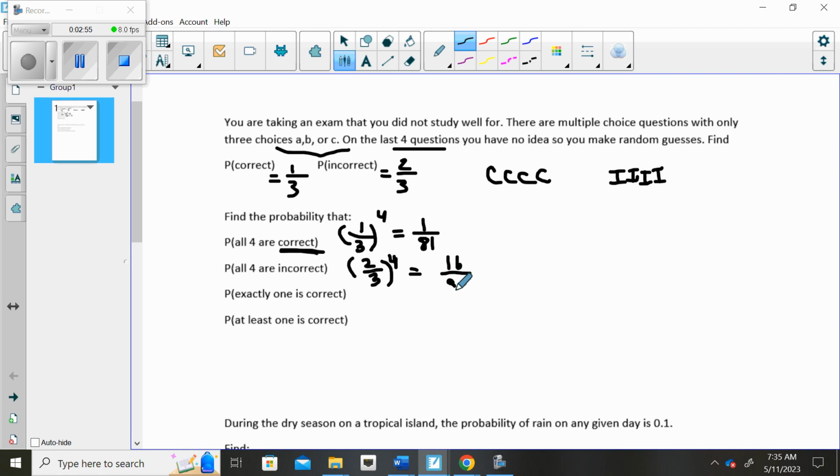Okay, so then the next question says exactly 1 correct. Okay, so if I started computing probability of correct, incorrect, so that would have to make 3 incorrect if 1 is correct. Okay, so then I would have to multiply 1/3 for the correct, and then 2/3 for each of the incorrect.